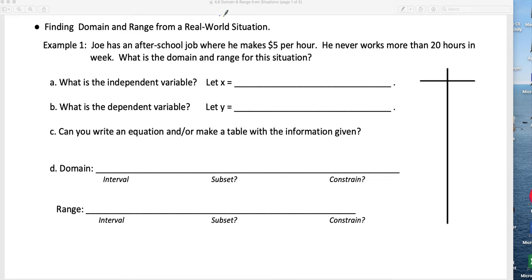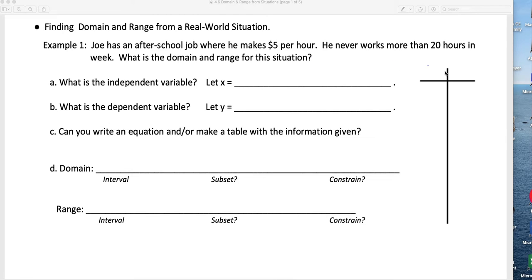All right, here is our word problem. We have John, and he has an after-school job where he makes, let's turn that pen on again before things start to get too jumpy, where he makes $5 an hour. He never works for more than 20 hours a week. What is the domain and range for the situation?